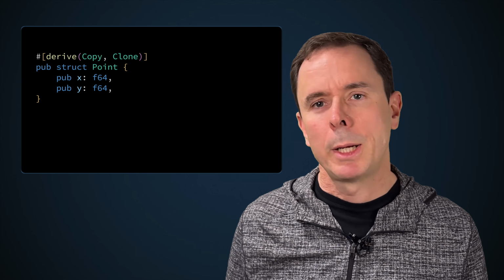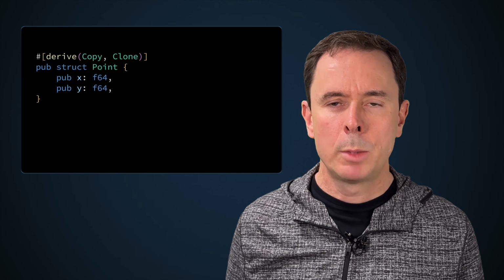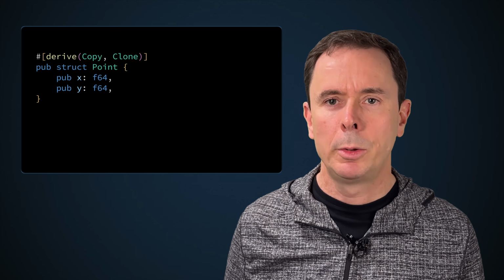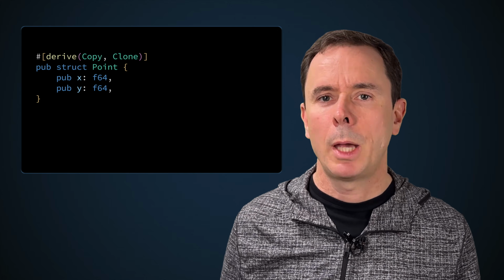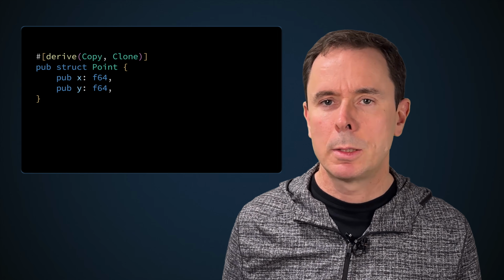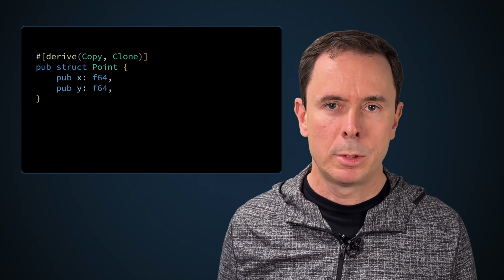For this Point type, it actually makes sense for x and y to be public because this is just a plain old data type. So let's do that. The pub keyword goes right before each field name. And now other modules can directly construct instances and read and write the fields.